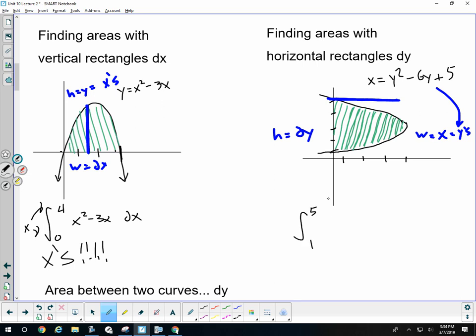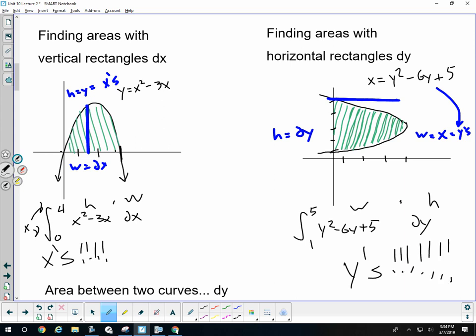My width times my height is different here. This is my height times my width. My width is an x distance, but my x distance will be given by this function of y's. The height is a very small change in y. Notice everything here, y's. Okay?